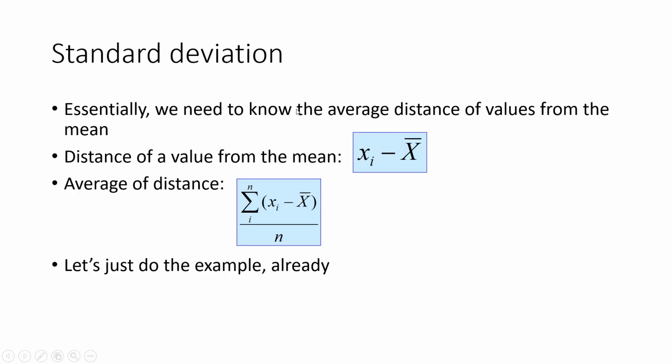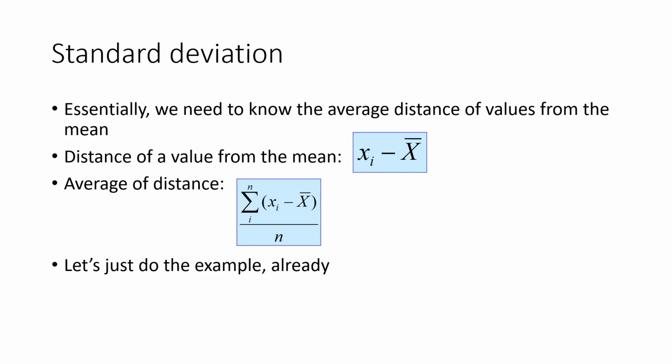And because range is affected so heavily by outliers, let's look at a better method, which is standard deviation. Standard deviation allows you to find the average distance of the data points that you have from the mean. The distance from the mean is represented by this equation over here. Basically it's data point minus the mean. And so you find the average distance, which is you do data point minus mean for all of your patients, and then you divide it by the number of patients.